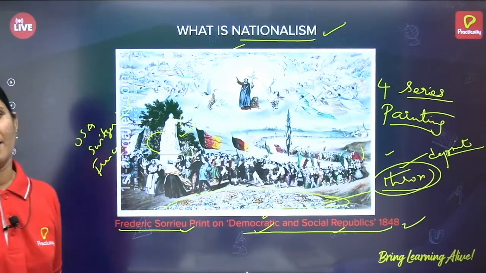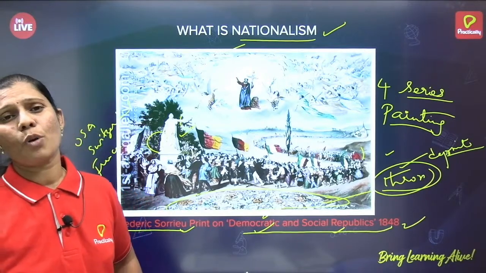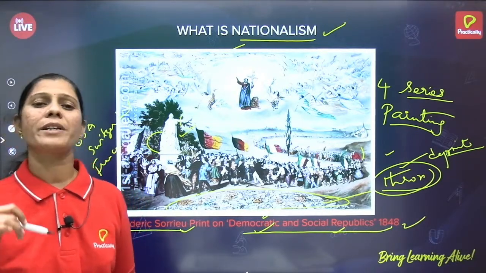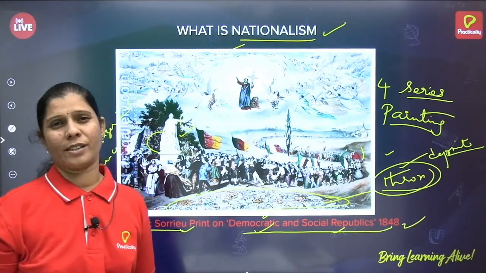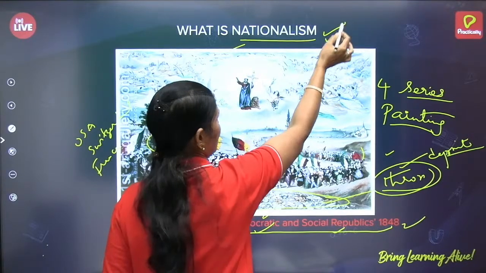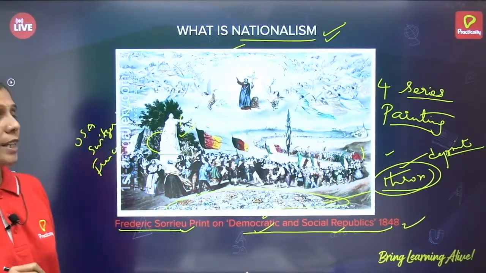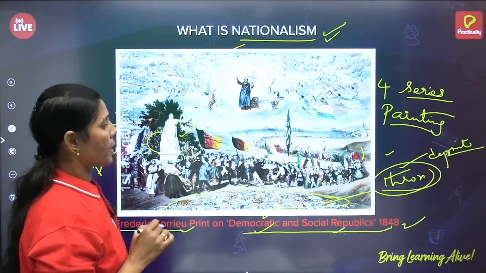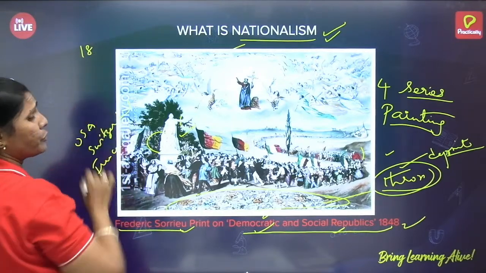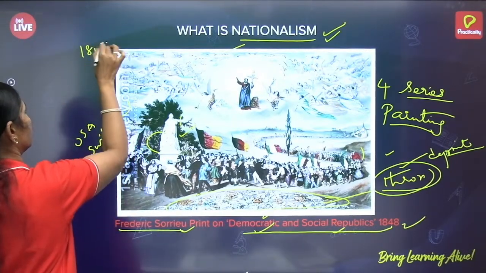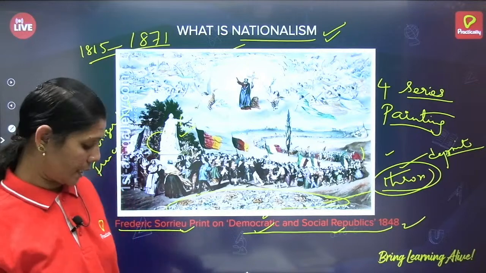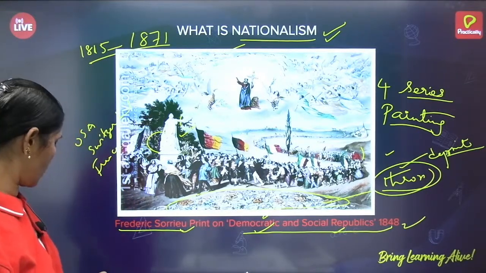The oneness, or the system where people believe in one identity and common identification, which came out among the people, is called nationalism. The spirit of nationalism developed during this particular period. In this part of the lesson, we will learn about the period from 1815 to 1871. Let us have a closer look.